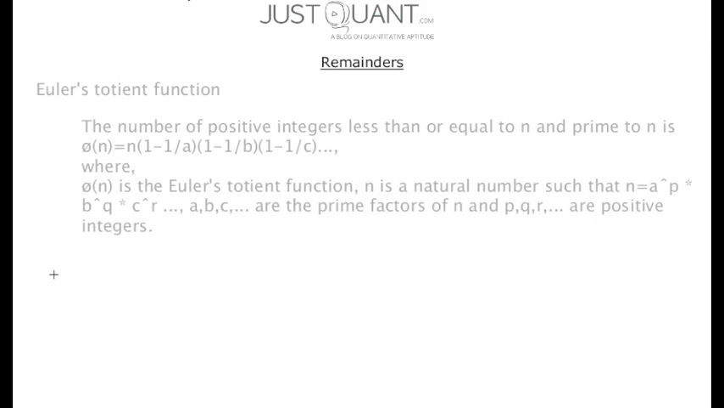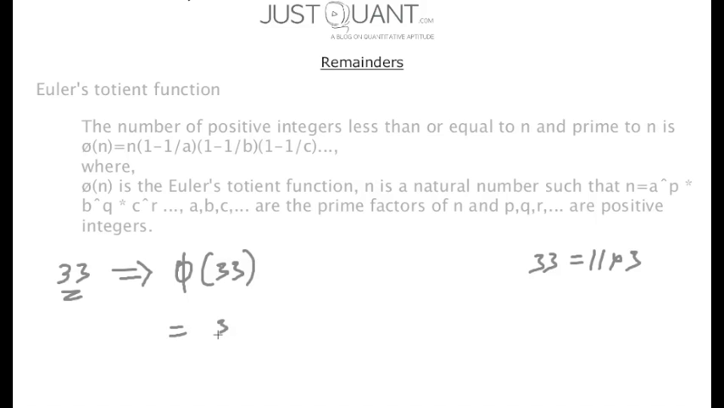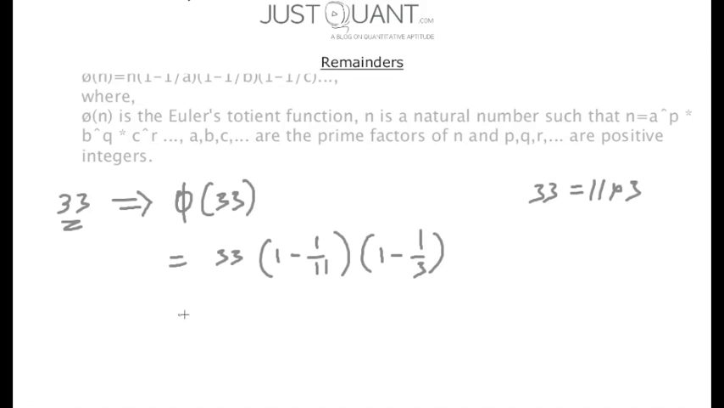Let's consider an example. The number of positive integers less than or equal to 33 and prime to 33 is given by phi of 33. So 33 can be written as 11 into 3. So phi of 33 becomes 33 into 1 minus 1 by 11 into 1 minus 1 by 3, which gives us 20. So the number of positive integers less than or equal to 33 and prime to 33 is 20.